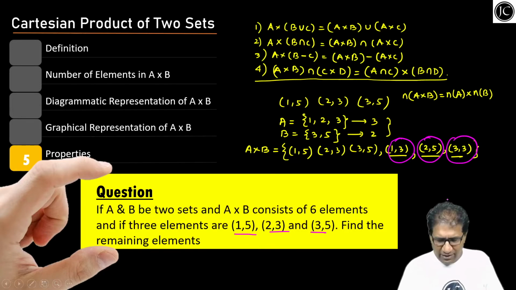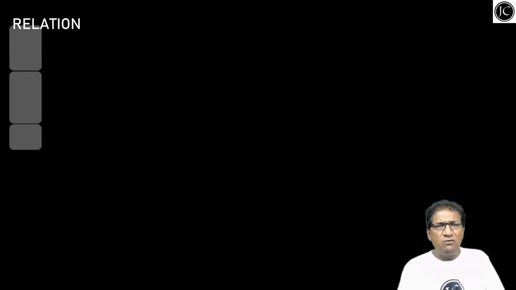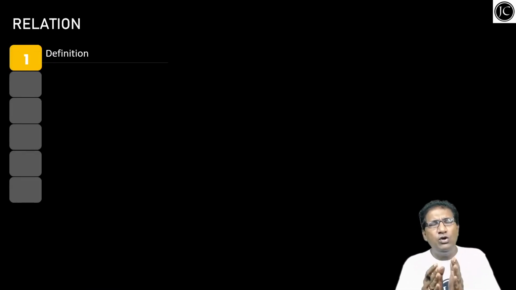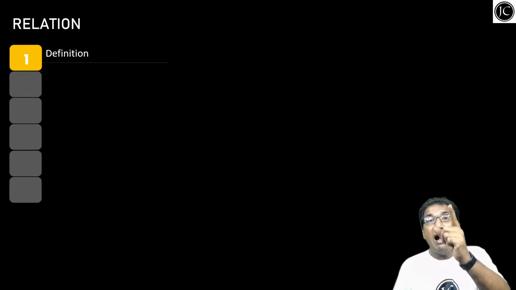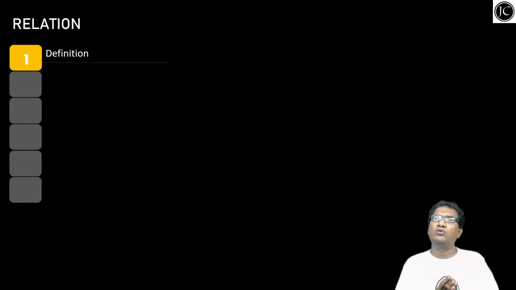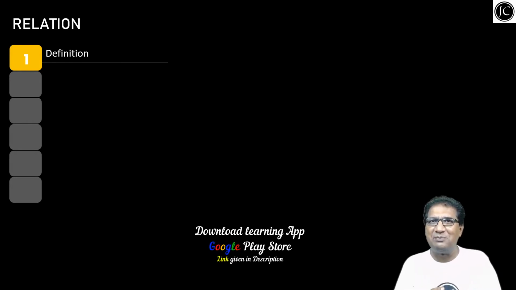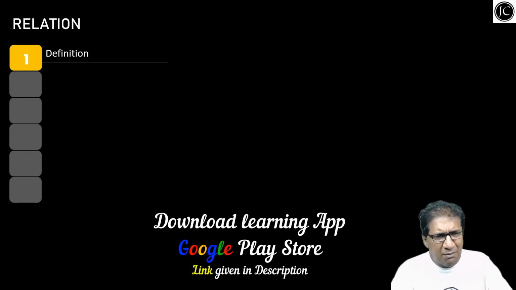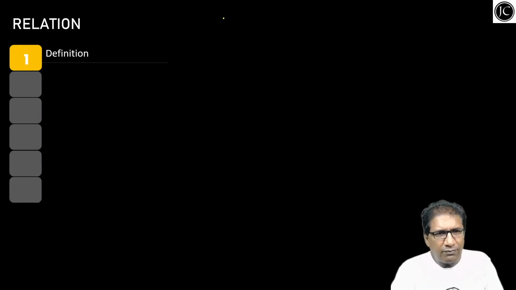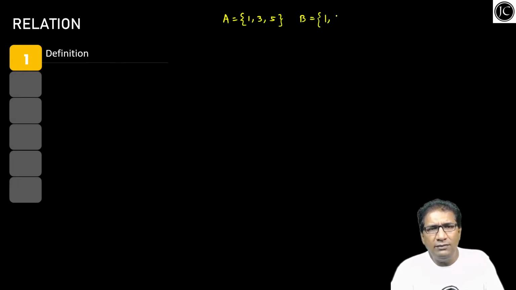Okay, let us move to the next part, which is our relation. First of all, we have to understand what we mean by a relation. That is the most important thing. What do you mean by a relation? A relation is basically a Cartesian product of two sets, but with a condition. For example, suppose A is a set, let us say 1, 3, 5, and B is another set, let us say 1, 9, 16 and 36.